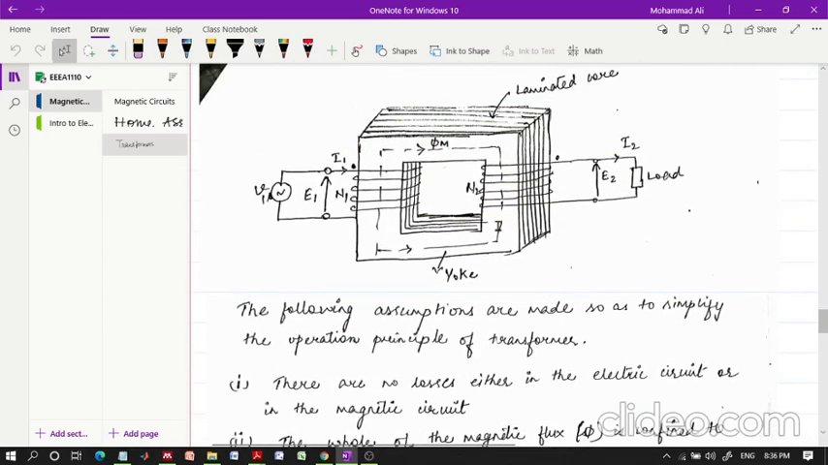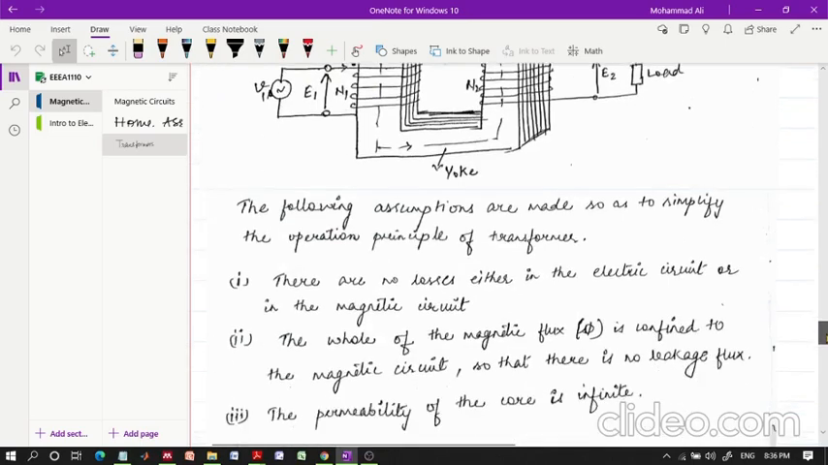In other words, we can say that with a very minute current, the flux will be formed inside this ferromagnetic material.